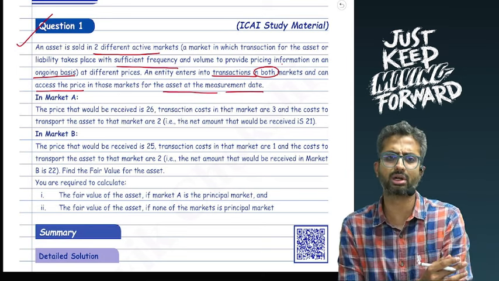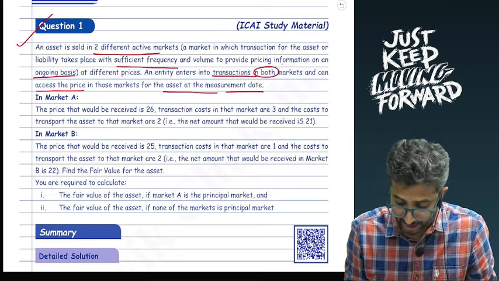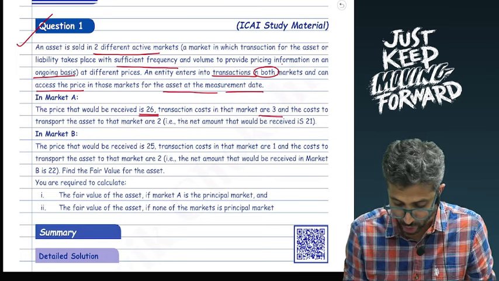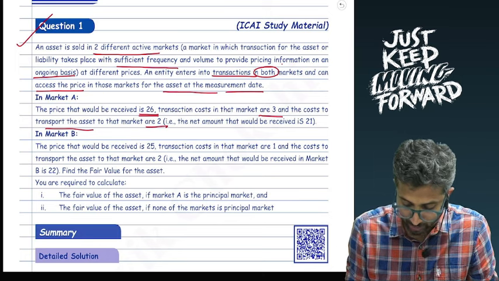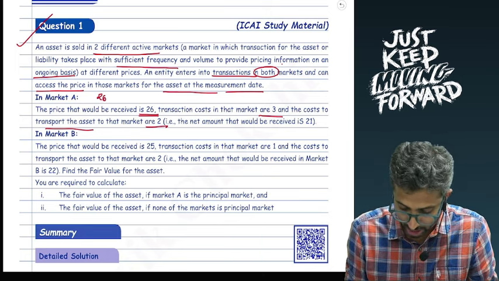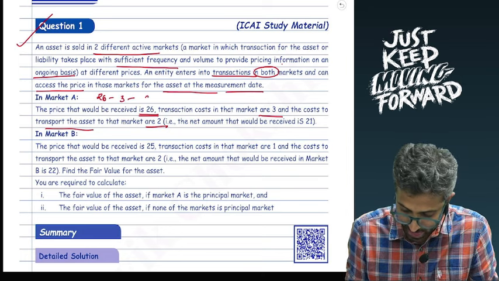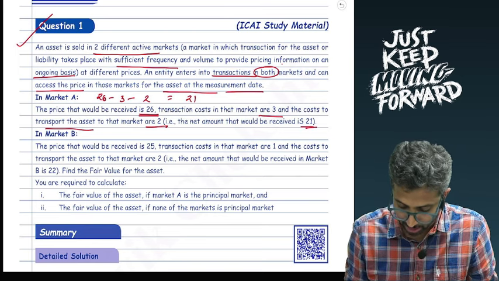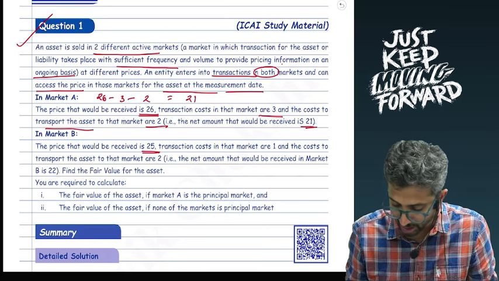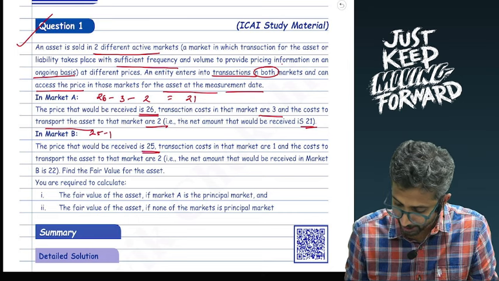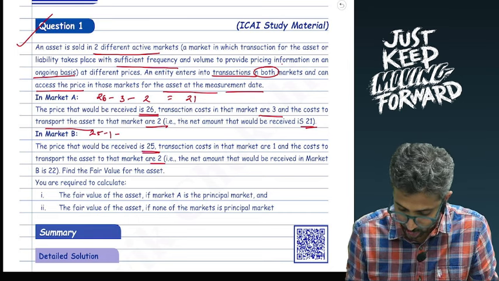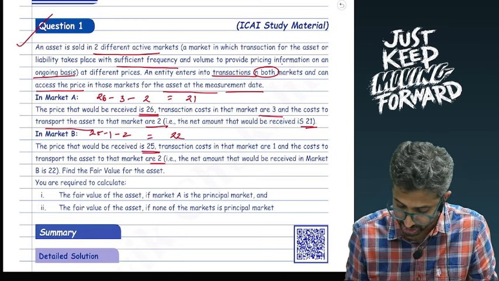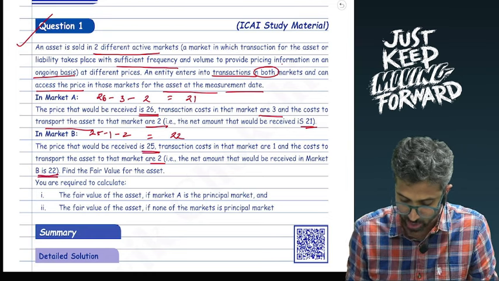So there are two markets in which the transaction can happen. In market A, the price would be 26, transaction cost in that market is 3, and cost to transport the asset to the market is 2, which means the in-hand proceeds will be 26 minus 3 transaction minus 2 transportation, and hence this will be 21. Next, in market B, the price that would be received is 25, transaction cost is 1, and cost to transport the asset is 2. As a result, this will be, let us say, 22 rupees. That is the net amount that would be received in the market is 22.